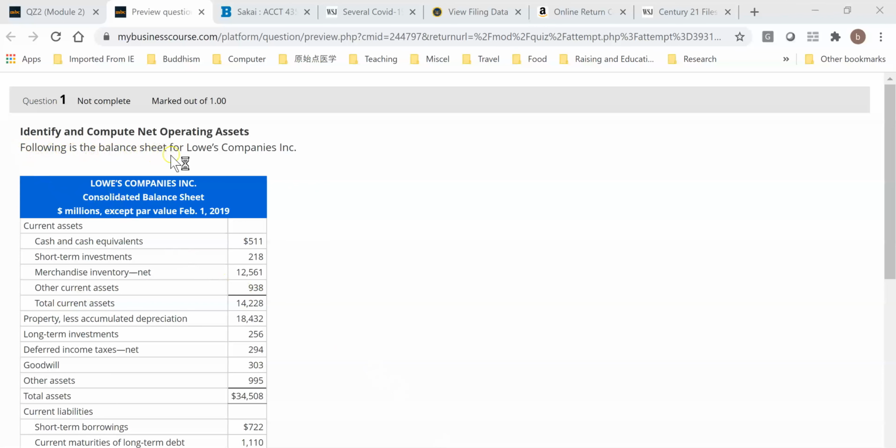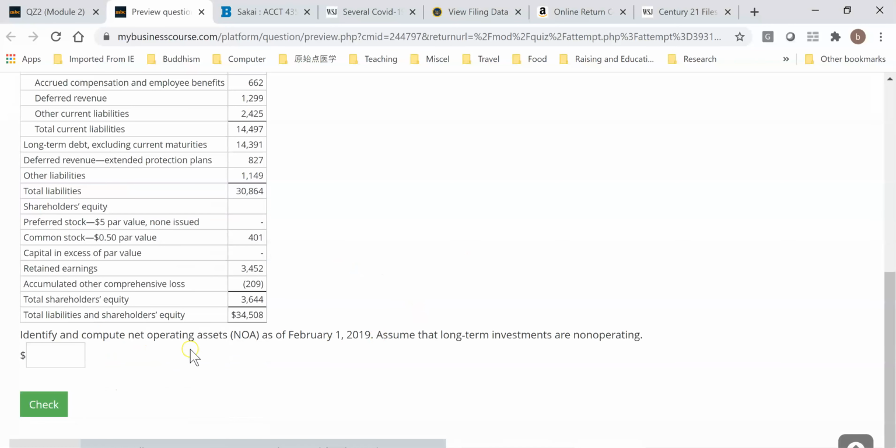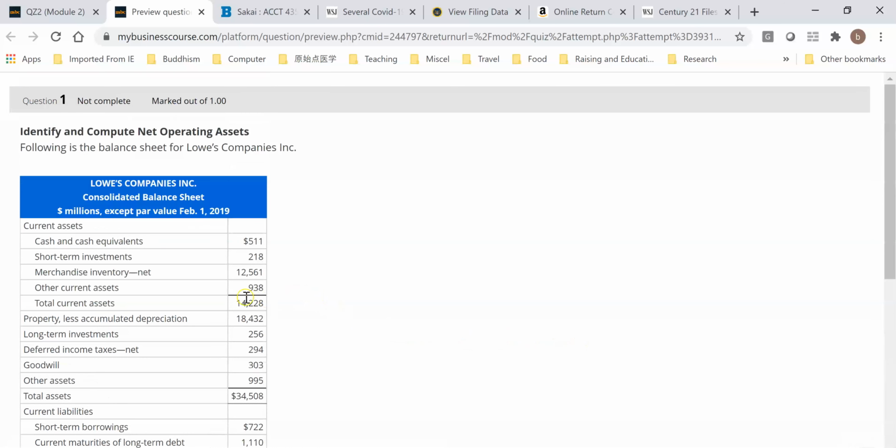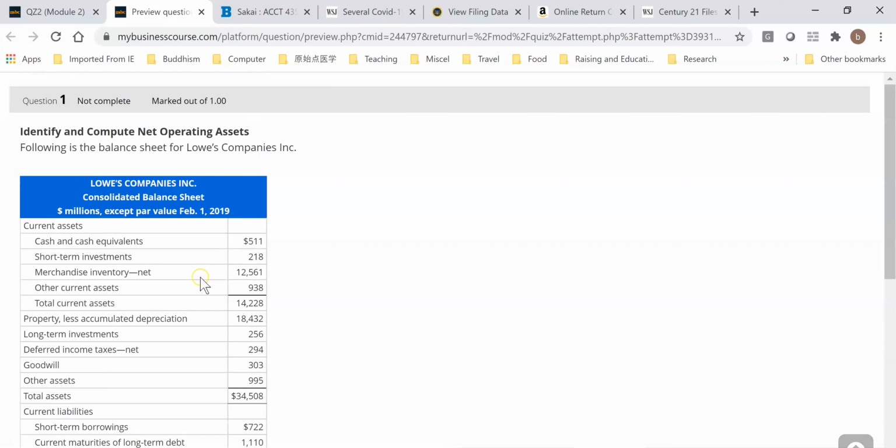Following is the balance sheet for those companies. So we are given this balance sheet and pay attention to the footnote here, which assumes that long-term investments are non-operating. If you look at this balance sheet, it's not only the long-term investment. The short-term investments generally are also not operation related. So both are not operation related.